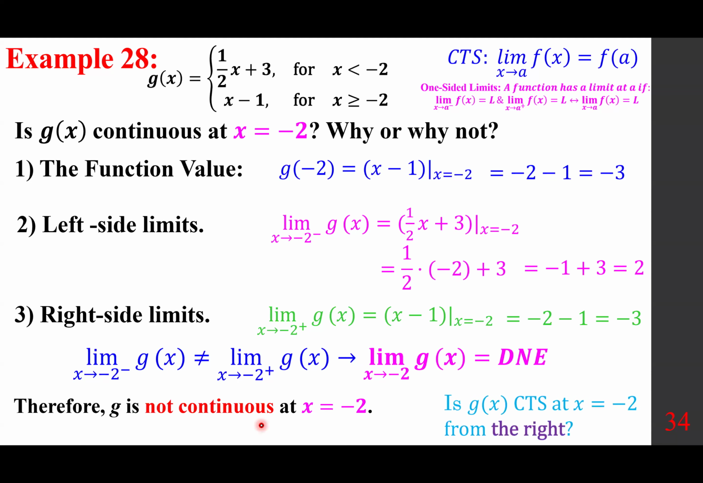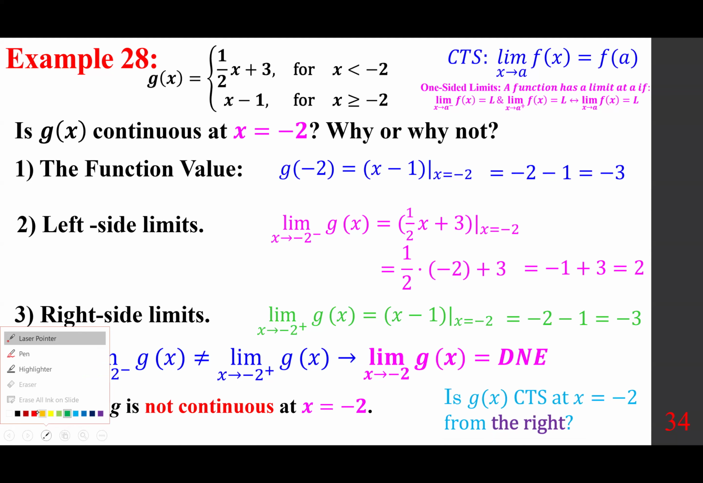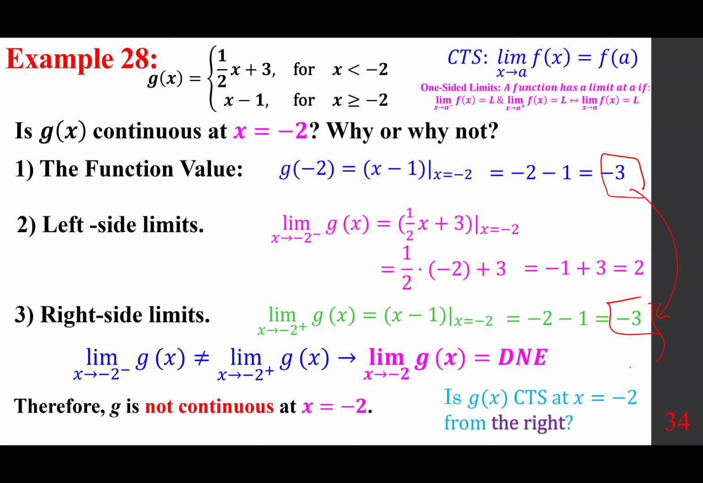However, is it continuous from the right? If you look at this value, the functional value, and this value, these two are identical. Therefore, we say it's continuous at x equals -2 from the right. Nevertheless, it is still discontinuous at x equals -2, so we don't want to mix them up. It doesn't change the fact that it's discontinuous.